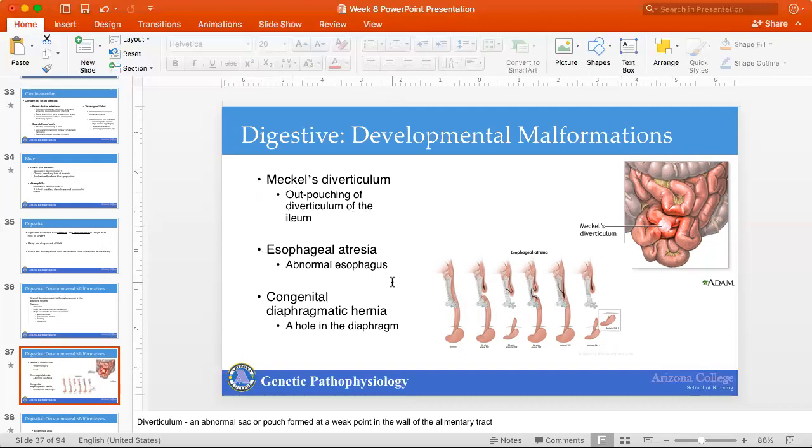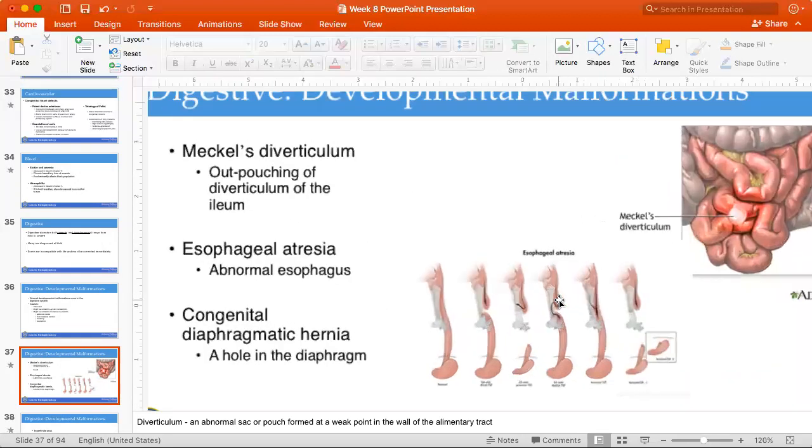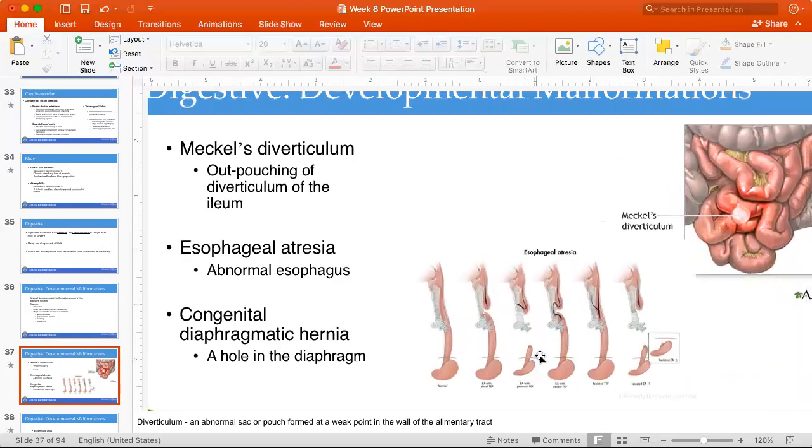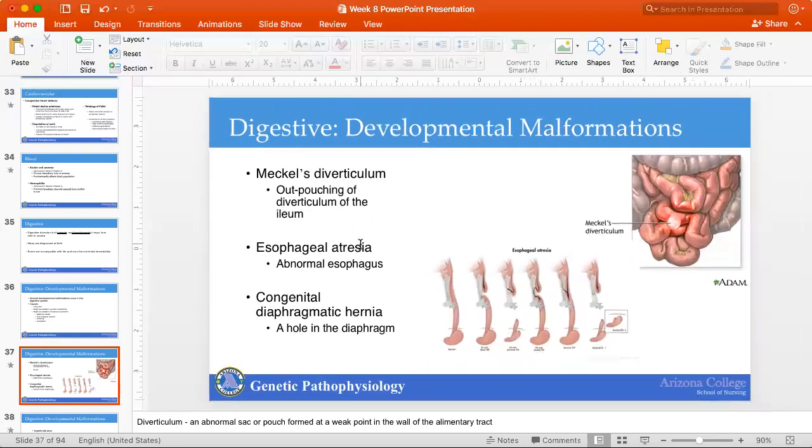Esophageal atresia, abnormal esophagus. So you can see here a few different types of abnormalities that you may see. And congenital diaphragmatic hernia, which is a hole in the diaphragm causing a hernia of the digestive contents through that hole.